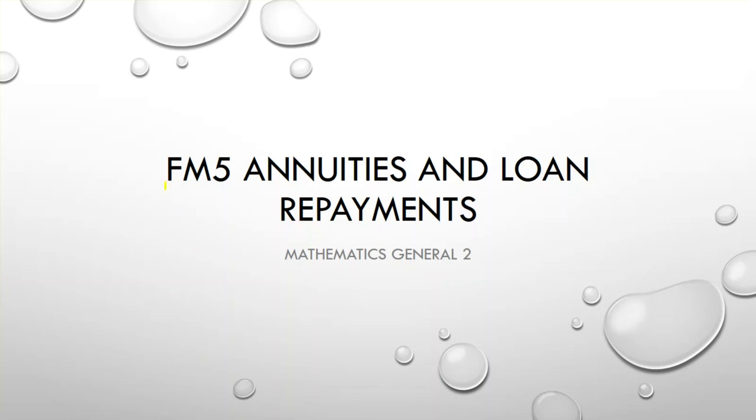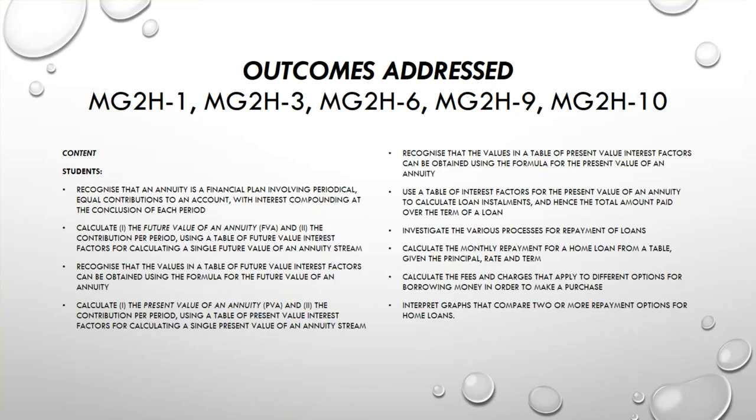Welcome to the second video for FM5 Annuities for Maths General 2. In this video, we're going to be calculating the future value of an annuity using a table of future value interest factors. And we'll also recognize that the values in the table of future value interest factors can be obtained using the formula for the future value of an annuity.